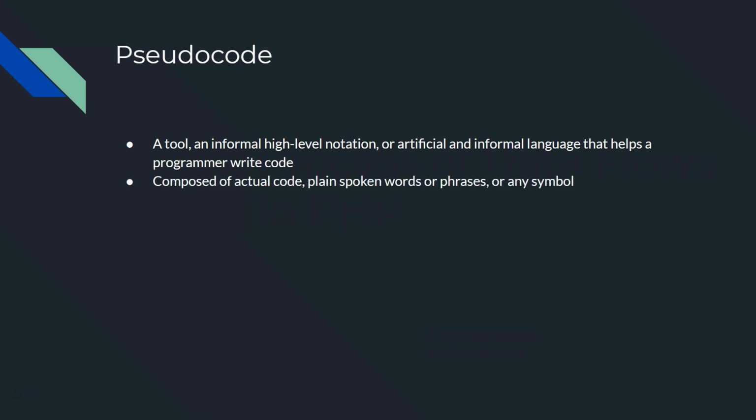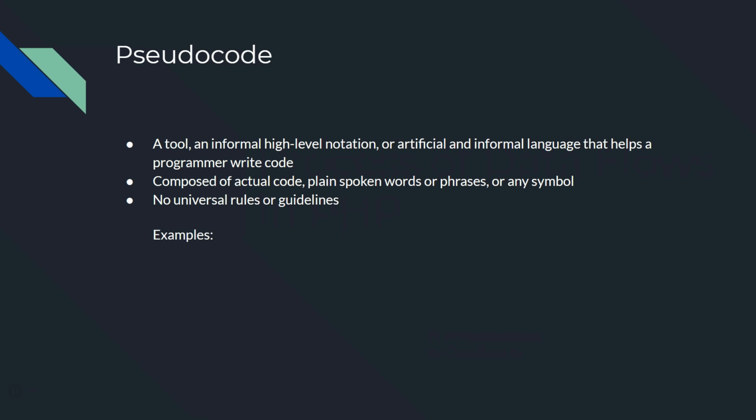It can contain real code or just plain spoken words or phrases, in any language you're most comfortable with, or any symbols, like math symbols and things like that. Whatever it is you use to help you solve a problem, that is pseudocode. There are no universal rules or guidelines for that, but there are ways that you can write pseudocode in a very effective way to help you solve problems.